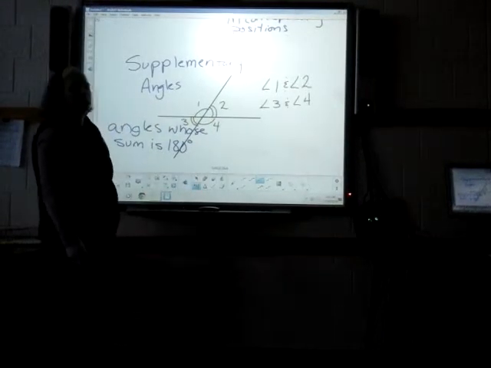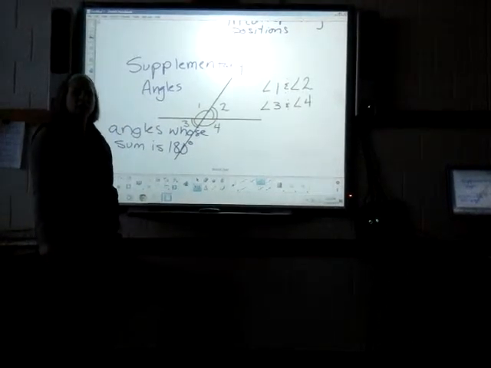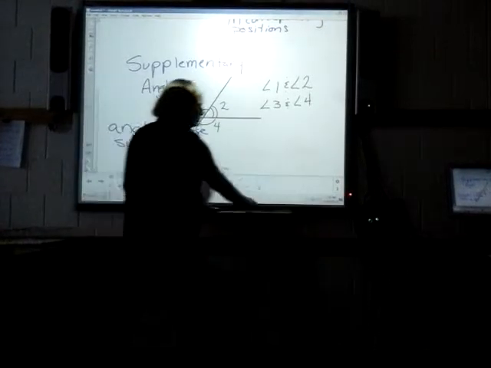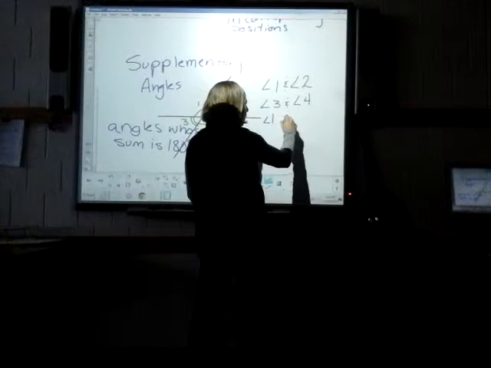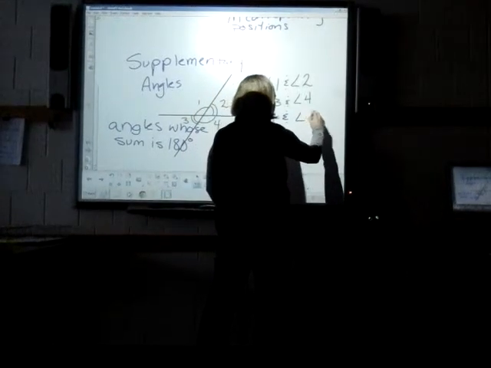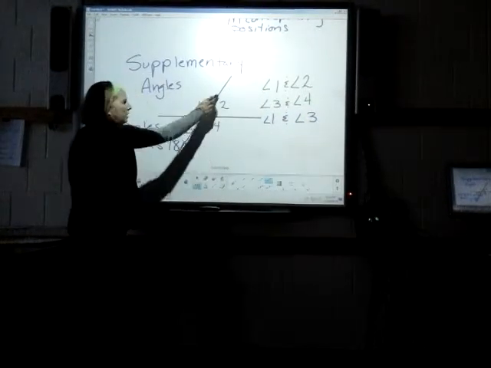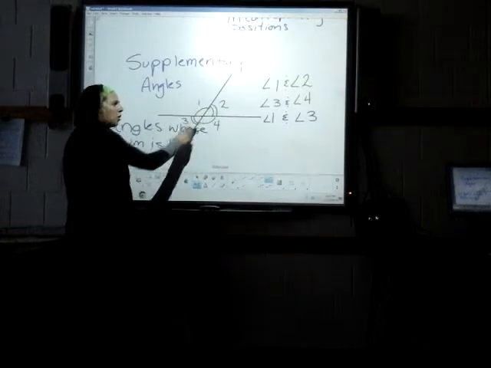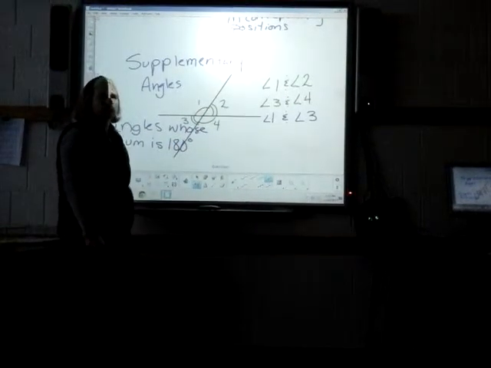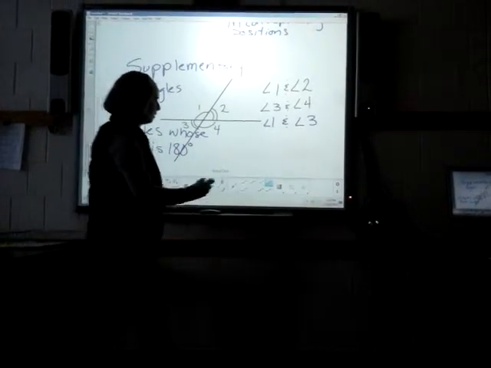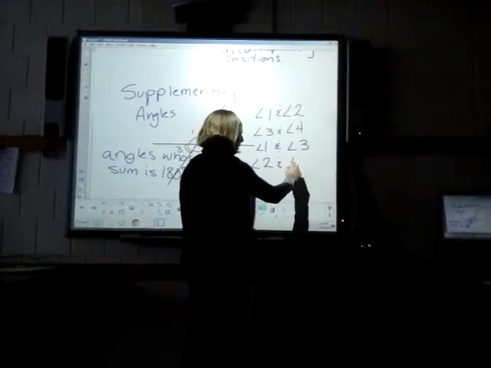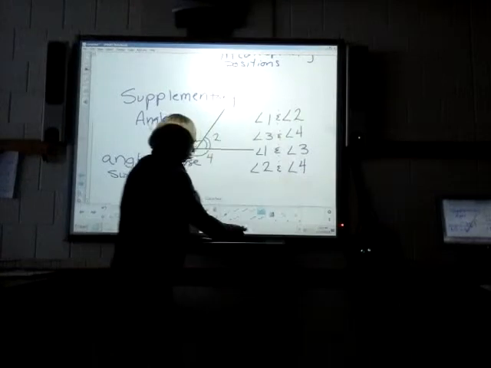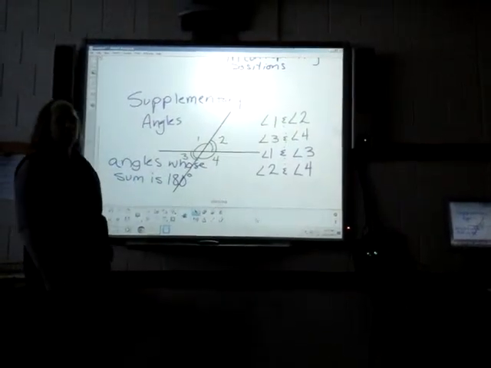Do I have any other supplementary angles on this page? 1 and what? 3. 1 and 3 are also supplementary angles. Because here, these two lines together create a straight line. And 2 and 4. Angle 2 and angle 4 are supplementary angles.